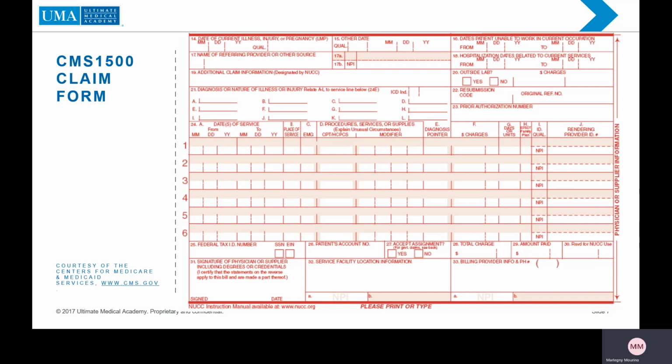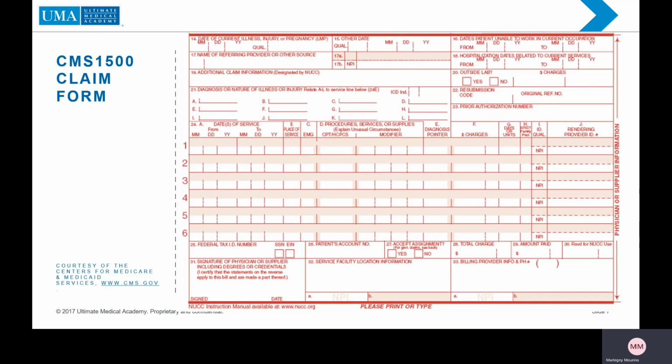Then for form locator 22, you have Medicaid resubmission code. This is for use with Medicaid claims if you are resubmitting and you have the code. So you would put the resubmission code, once again for Medicaid, if applicable, in that box.